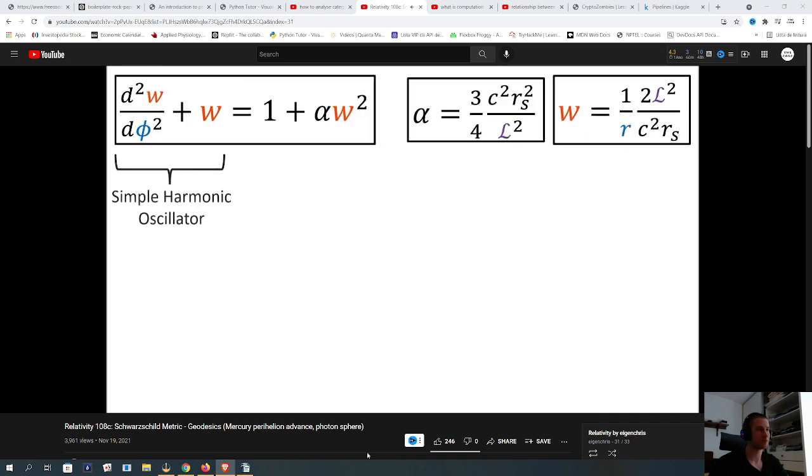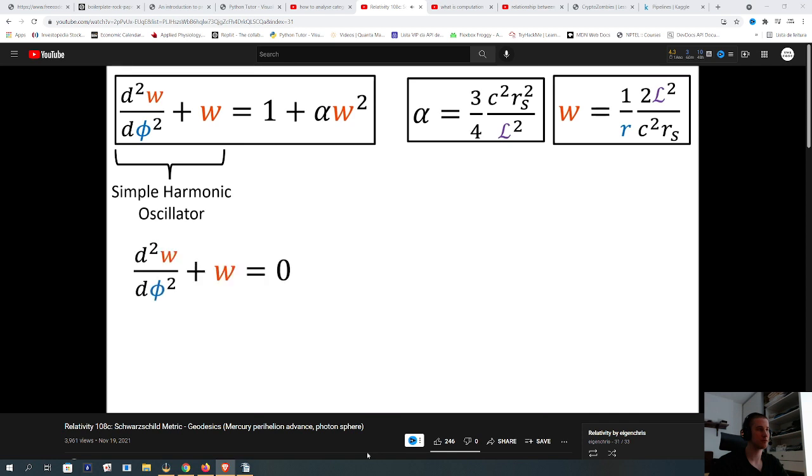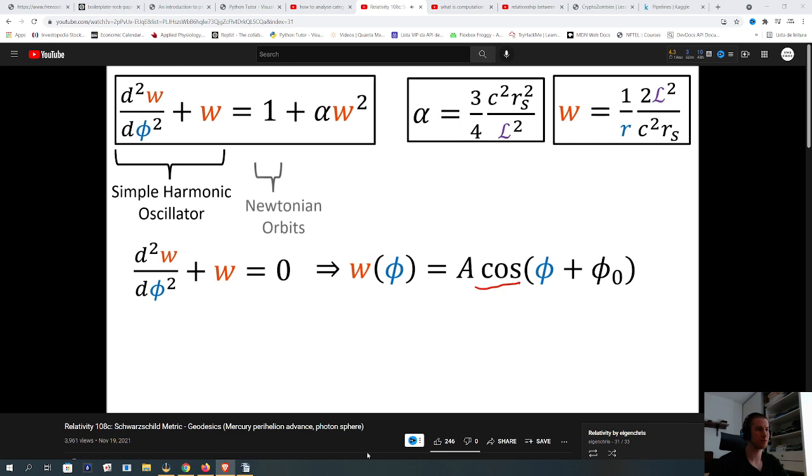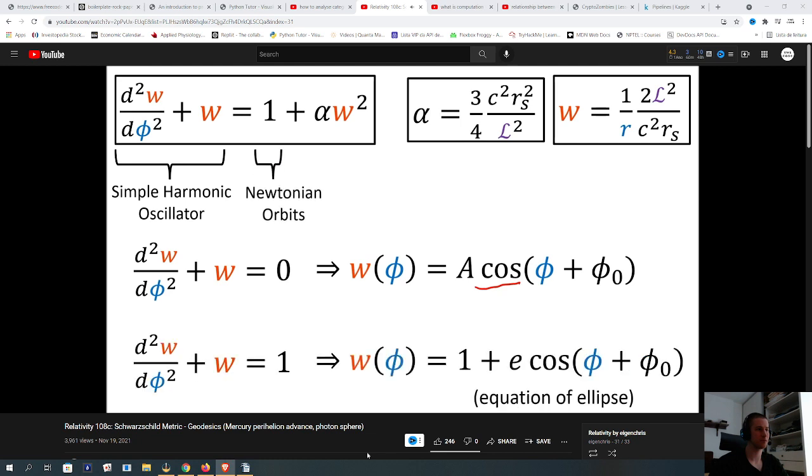On its own, the left-hand side of this differential equation equaling 0 is just the simple harmonic oscillator, with a sinusoidal solution. If we include the constant 1 on the right-hand side, we get the equation for an ellipse, where this e value is the ellipse's eccentricity. The last term is the correction from general relativity, and corresponds to the 1/r³ term from the effective potential.